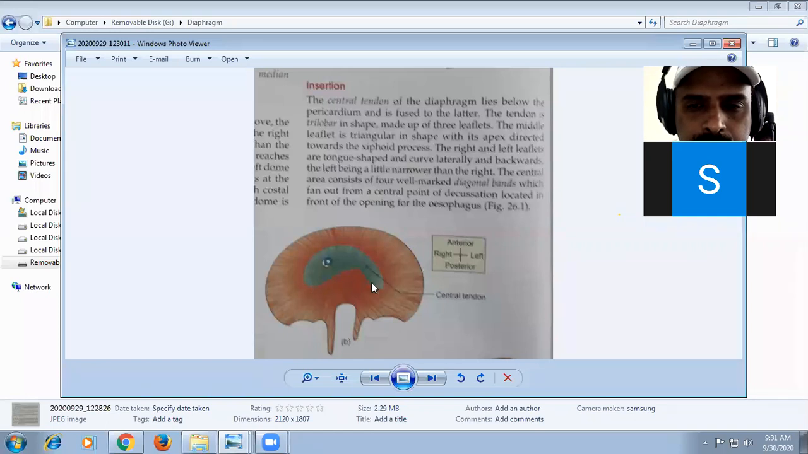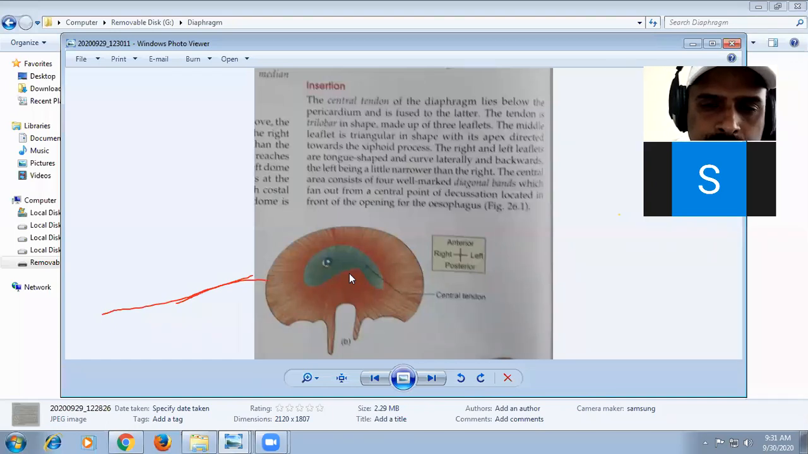Right and left trilobar, I have told, right and left we have the tongue shape, and that is what you have to remember.